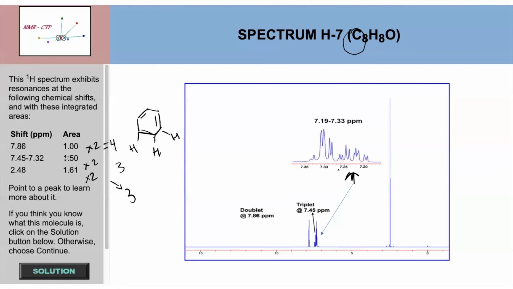It's not going to be directly bonded to the oxygen, unlike with the ethers, which would appear more in the 4 range. But the 2.48 is probably a carbon bonded to another carbon that's bonded to a double bonded oxygen. So let's just write that in here and see what we come up with.